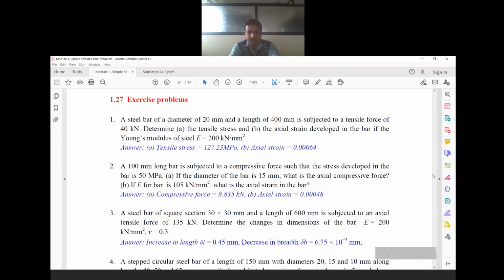So I insist you practice these exercise problems, so that you are able to get the most out of the knowledge in this subject. All the basic knowledge is in module number one. With that note, we shall move on to the second module.